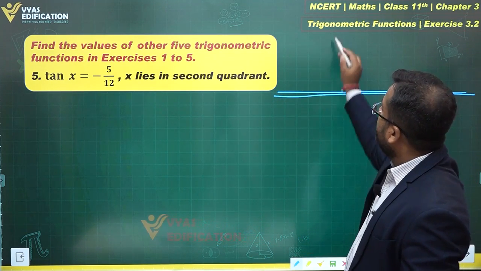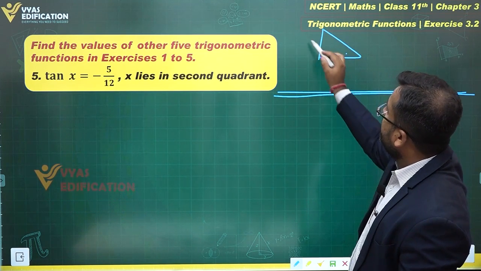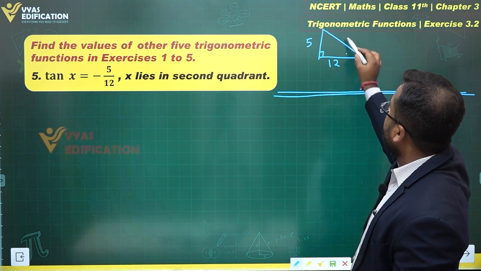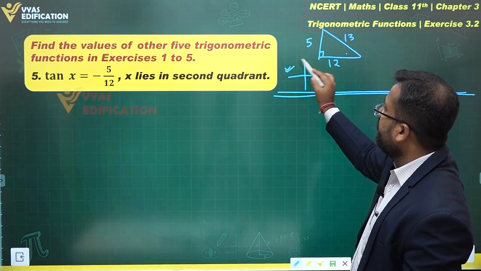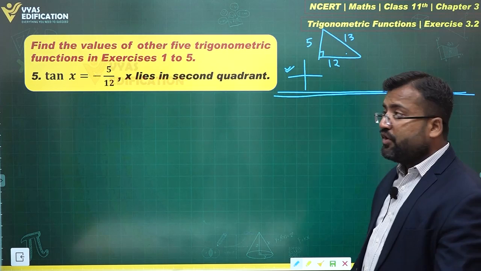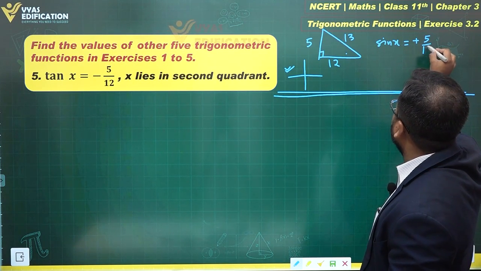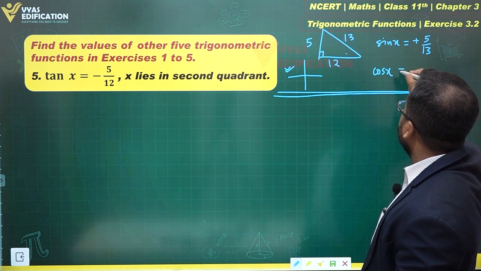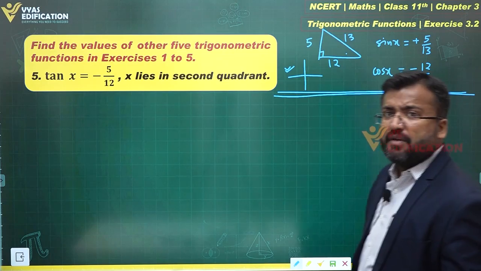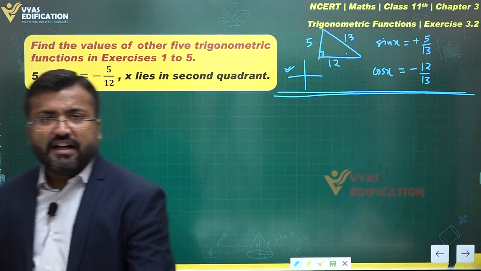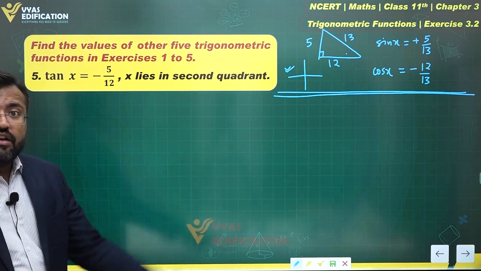Tan theta, this triangle. If this angle is 90 degrees, tan implies this side is 5 by 12, and the hypotenuse will be 13, obviously. X lies in the second quadrant, so the value of sine would be positive. Sin x would be positive 5 by 13. Cos would be negative, minus 12 by 13. And tan is already negative, which is minus 5 by 12. The other 3 would be reciprocals of these. This is something you can do very fast.